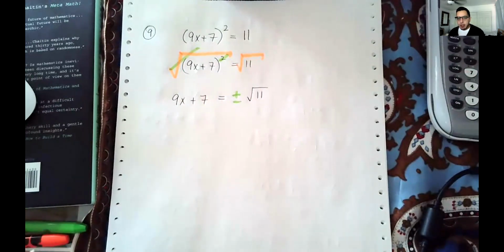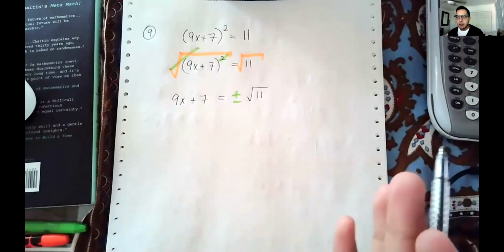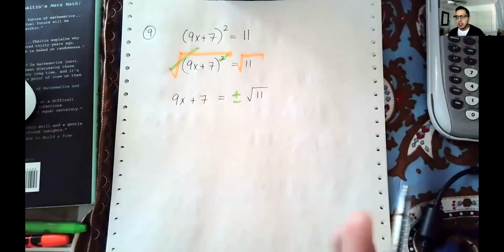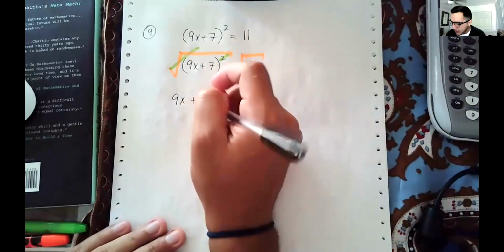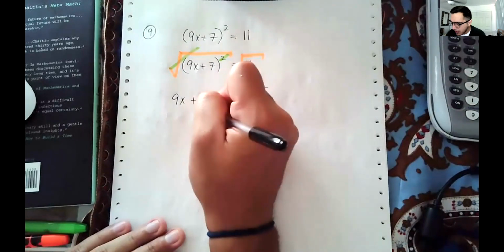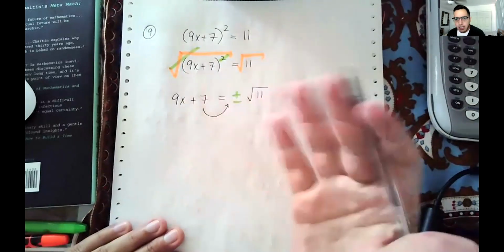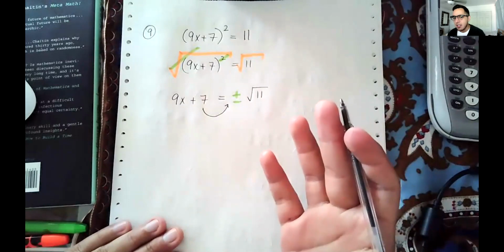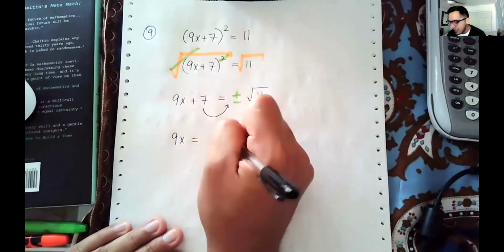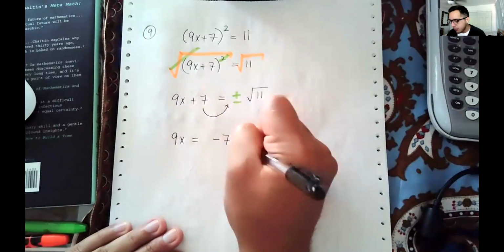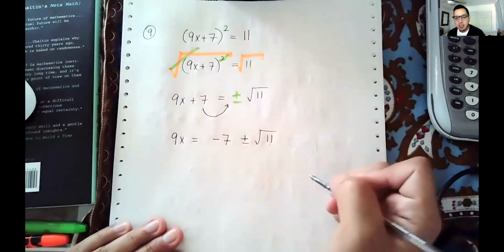So now we just need to worry about getting x by itself, and we're going to do that using all of the rules that we've learned before. We're going to use either addition or subtraction to move something over, and then at the very end we'll use division or multiplication to cancel something out, right? So what I would say is we need to move this 7 over to the other side, and to do that we would have to subtract the 7. Okay, so we would have 9x is equal to negative 7 plus or minus the square root of 11.